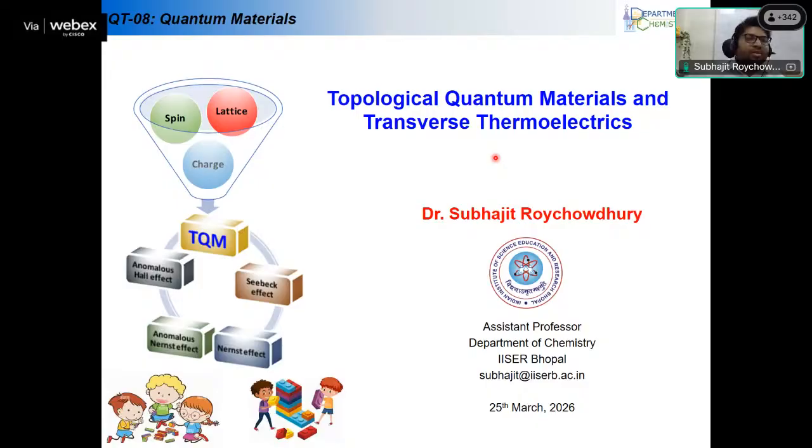So I'll talk about topological quantum material. What is thermoelectrics? We should know basic thermoelectrics and what are the disadvantages there. And then we'll start the transverse thermoelectric, where topological quantum material can act as an important candidate. So first 1 hour, let's learn about quantum materials and their thermoelectric properties.